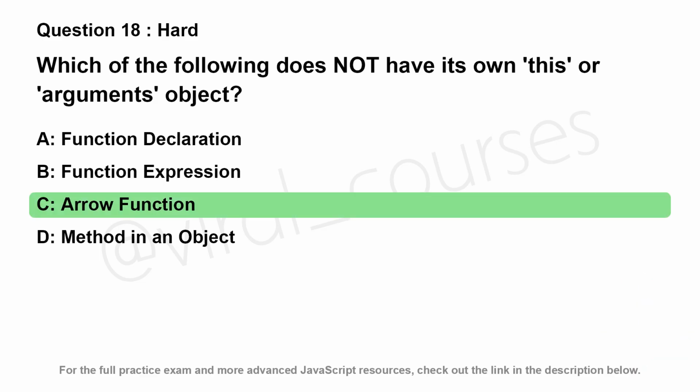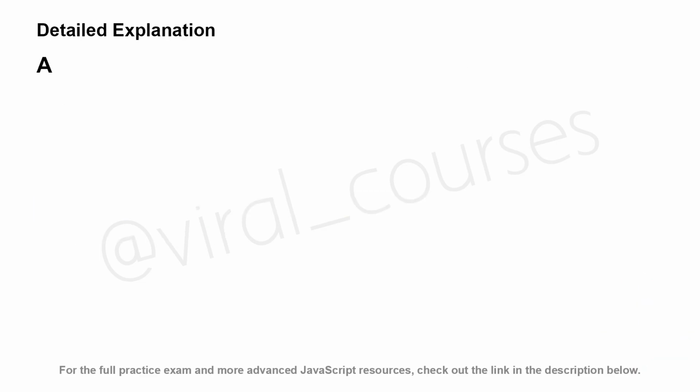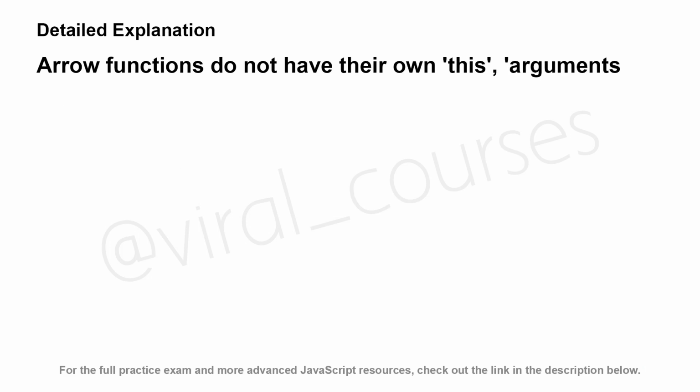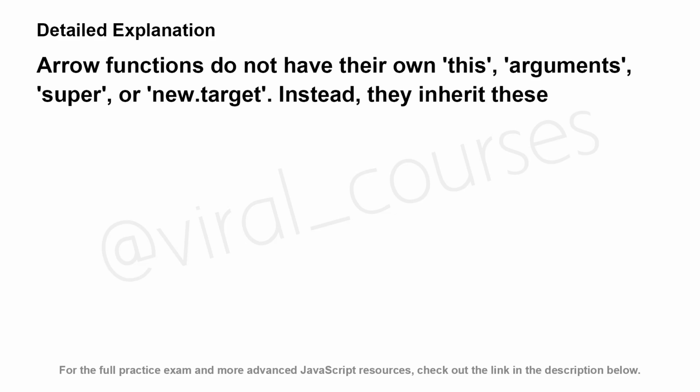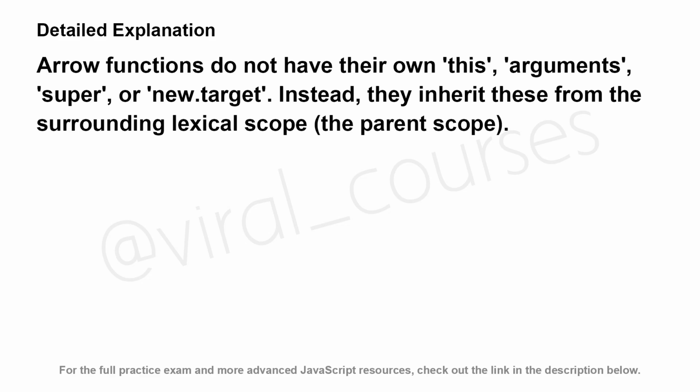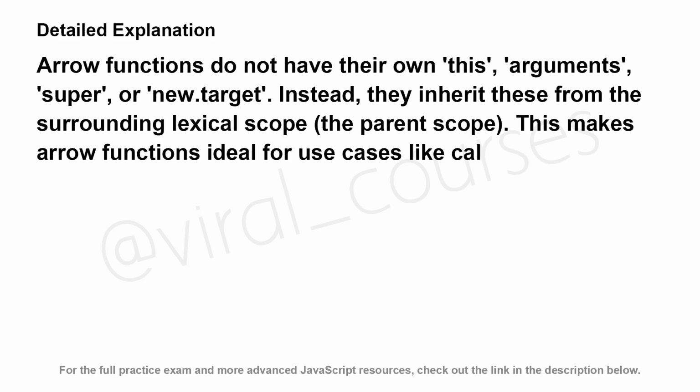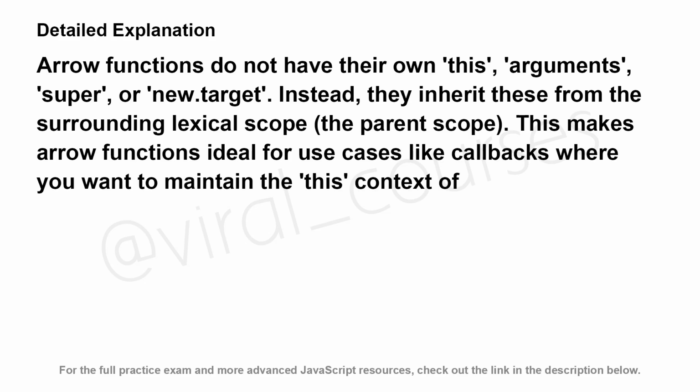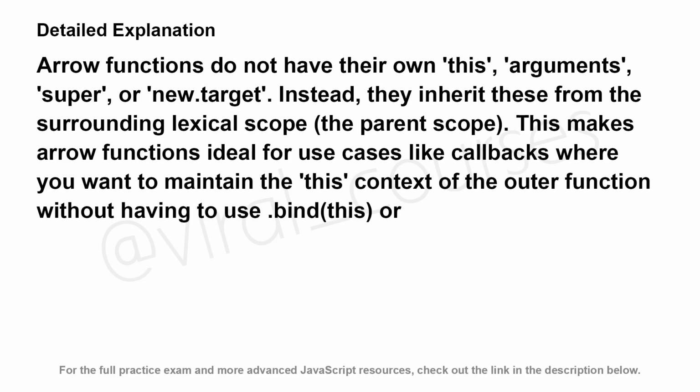The correct answer is C. Arrow functions do not have their own this, arguments, super, or new target. Instead, they inherit these from the surrounding lexical scope, the parent scope. This makes arrow functions ideal for use cases like callbacks where you want to maintain the this context of the outer function without having to use bind(this) or a self = this hack.